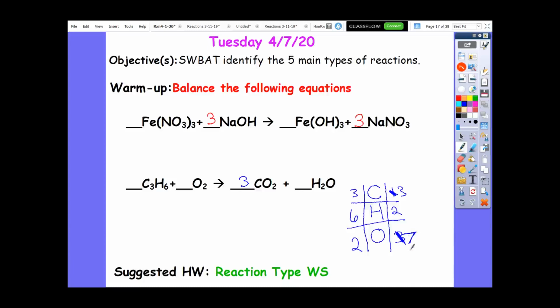Now, normally I say once I unbalance something, once I screw it up, I then want to go and fix it. But my oxygen wasn't balanced to begin with. So I'm not going to go and focus on my oxygen. I'm going to leave that to last. So next, I've got my carbon done. So next, I'm going to work on my hydrogen. I've got 6 hydrogens on this side. I have 2 hydrogens on this side. So 2 times some number will give me 6. 2 times 3 will give me 6.